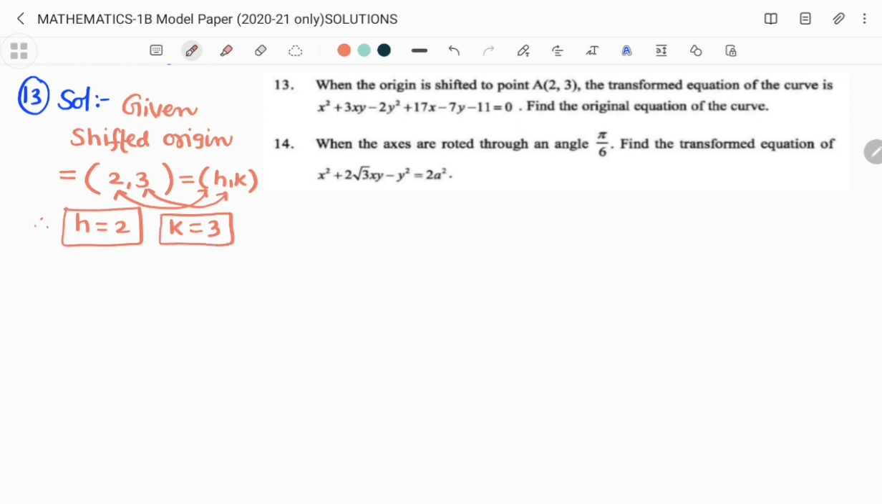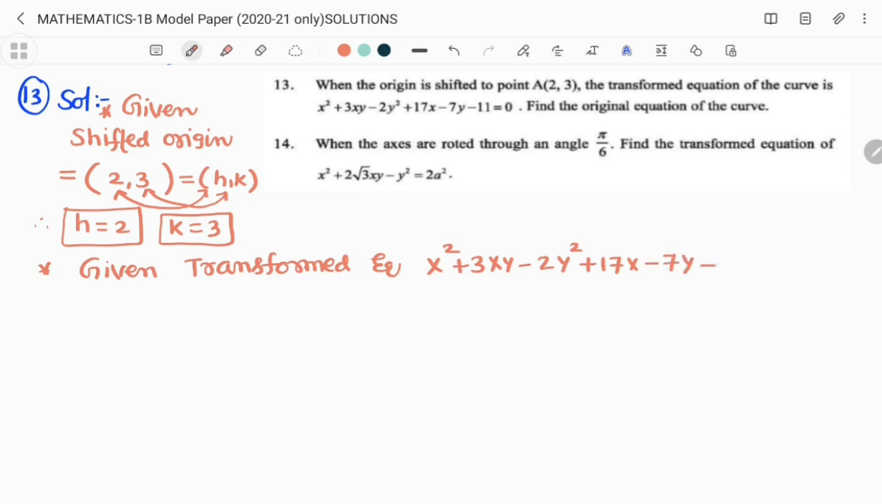Next, given transformed equation, this is the first step. You have to write it in capital letters: capital X square plus 3 into capital XY minus 2 into capital Y square plus 17 into capital X minus 7 into capital Y minus 11 equal to 0. Put it as equation number 1. So for this equation we need to calculate the original equation.